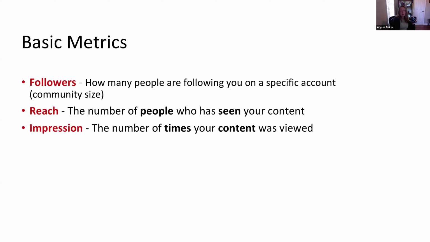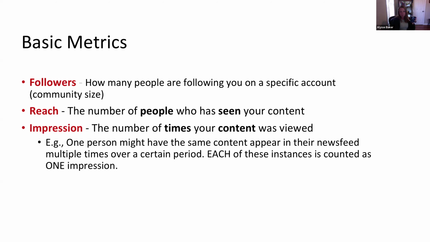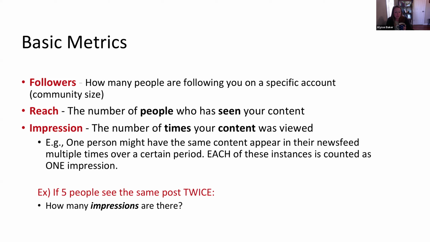And then impressions are the number of times your content was viewed. So one person might have the same content appear in their news feed multiple times, like the example I just gave. Each of the instances that that person sees that content is counted as one impression. So if 5 people see the same post twice, the impression number would be 10, right? And if 5 people see the same post twice, the reach would be 5 because there's 5 people.